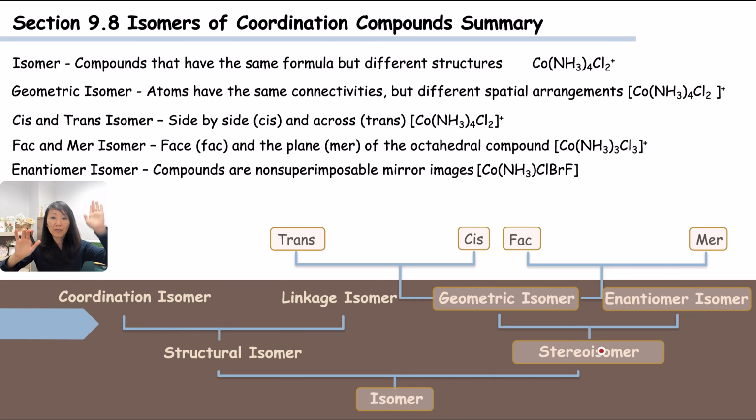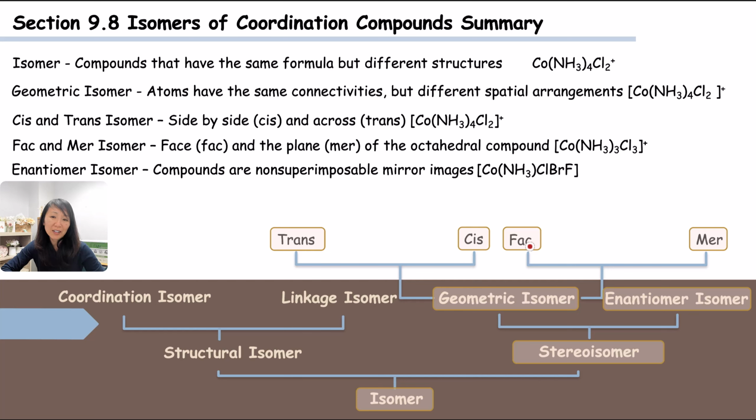And then the geometric isomer and the enantiomer, and the geometric isomer will further branch into trans and cis and FAC and MER. If you recall, trans is the one that had the ligands at 180 degrees. And then cis is 90 degrees, and FAC and MER refers to having three of the ligands facing either the face of one triangle, or MER, which is that it's passing through.